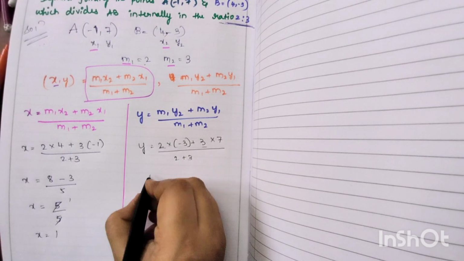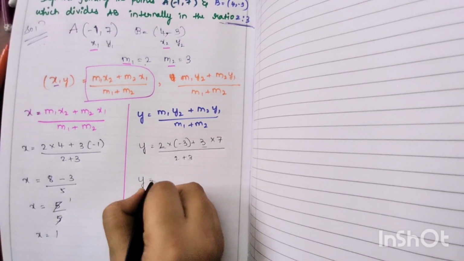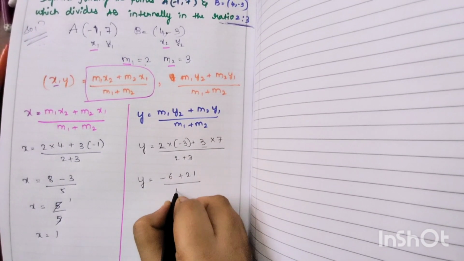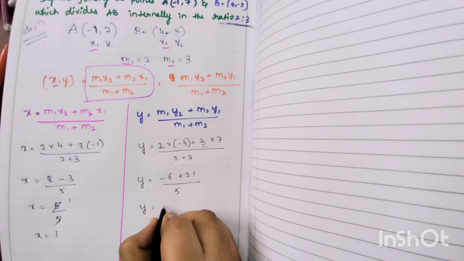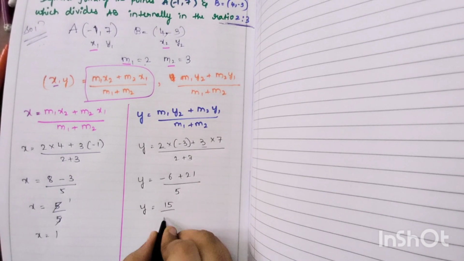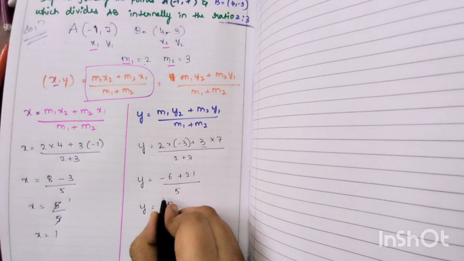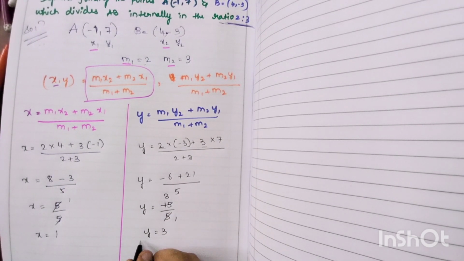Then y is equal to minus 6 plus 21 divided by 5. Then y is equal to 15 divided by 5. Then y is equal to, 5 ones are 5, 5 threes are 15. So y is equal to 3.